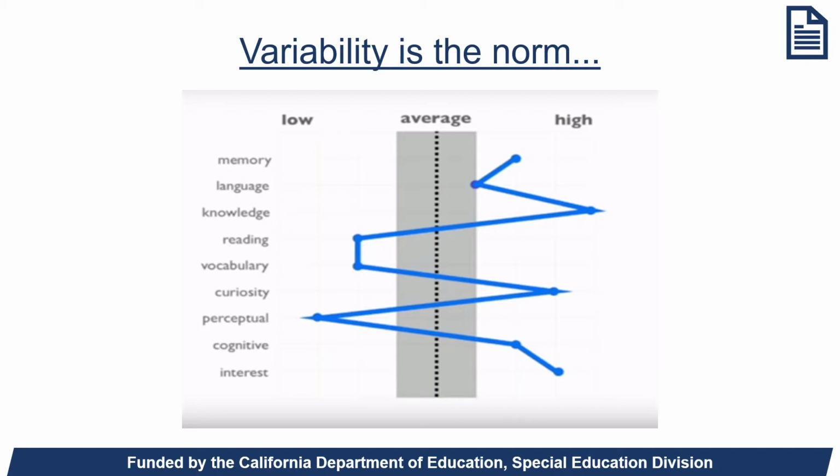In your processing guide, we want you to take a few minutes to have an experience charting your own learning profile. Take some time to indicate where you would rate yourself in each category. On the left-hand side of the page, how would you self-rate on a scale from way low, low, average, high, or way high on your memory skills, language skills, knowledge, reading, vocabulary, curiosity? Go ahead and take a few minutes to do that now.